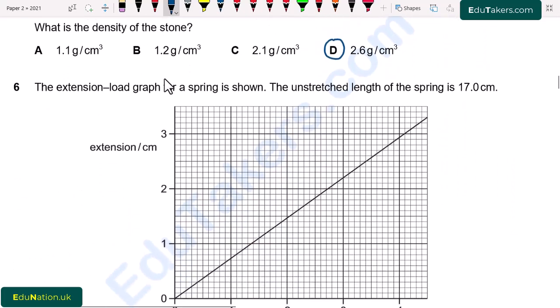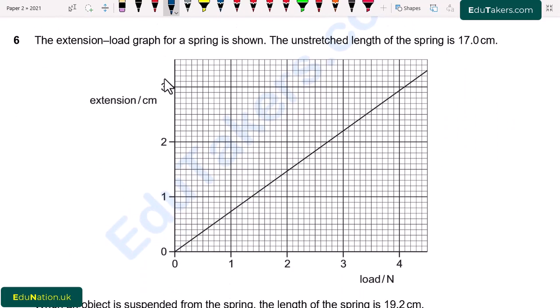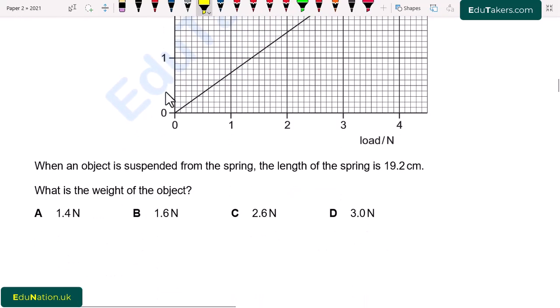Next, question number 6. So here is the graph that is shown in 6. The extension load graph for a spring is shown. The unstressed length of the spring is 17.0 centimeter. Here is the graph, and extension is measured in centimeter while the load is measured in Newton. When an object is suspended from the spring, the length of the spring is 19.2 centimeter. What is the weight of the object? So here we have to find out the weight of the object.